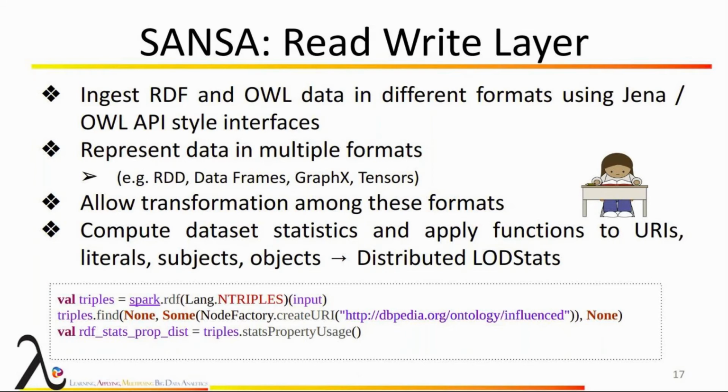to explain that the triples have that specific format, which is N-Triples, but you can also have another one. And then from that, you, for instance, find inside the graph a specific node, which is in that case the influence predicate from the ontology. And on top of that, you can directly start computing statistics, like property usage here, and obtain some nice results within the notebook.